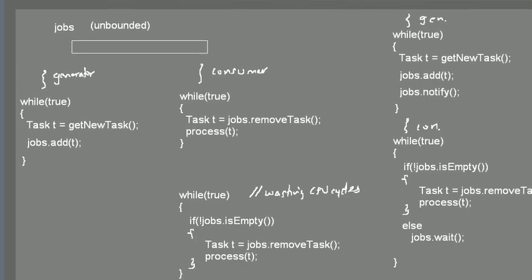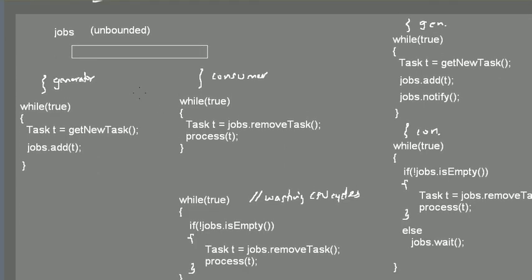Now, consider another example in which there is a jobs queue. This is the jobs queue. And then there is a generator thread which would be trying to add tasks to the job queue, and the consumer thread which would be reading these tasks and processing them right here.